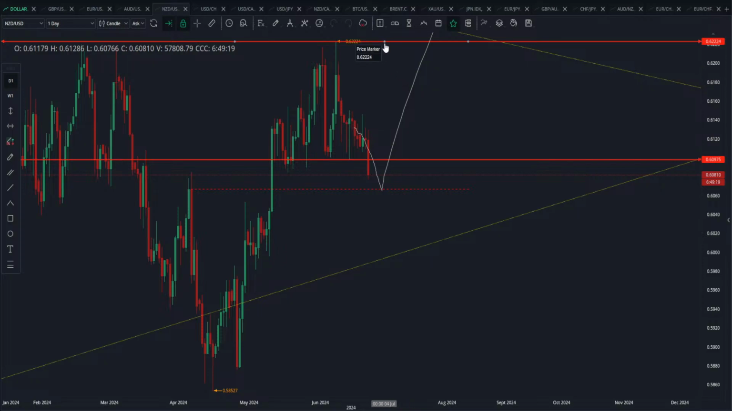Now the resistance is at 0.6222 and the potential support is this order block. If you ask me from the price action point of view, then this horizontal support, the next support which is exposed now, is 0.59816.